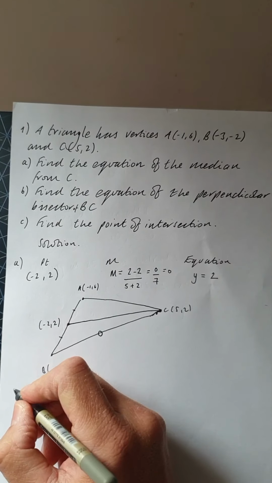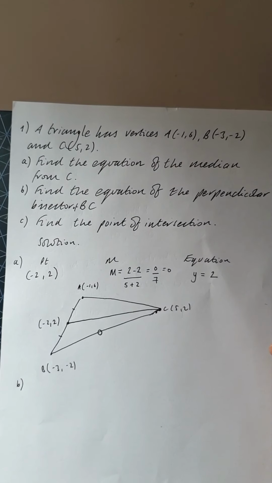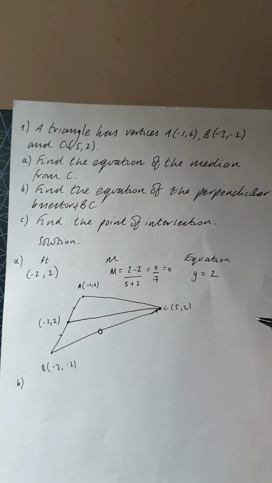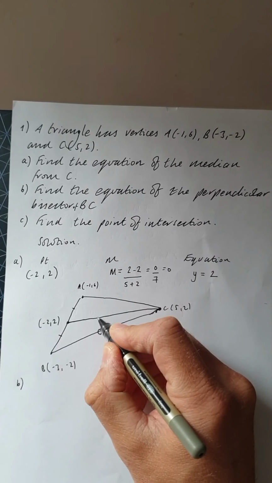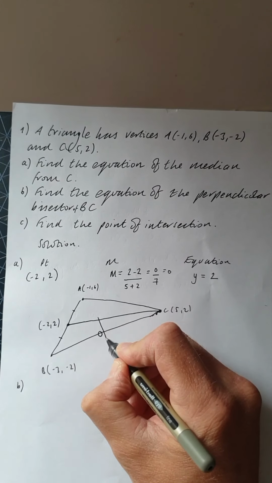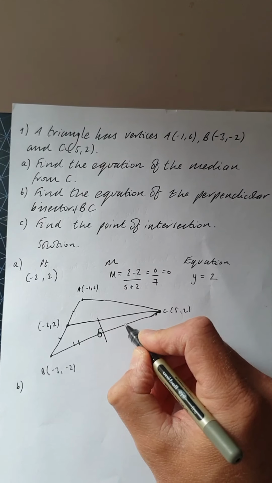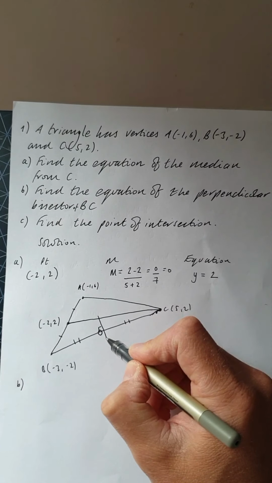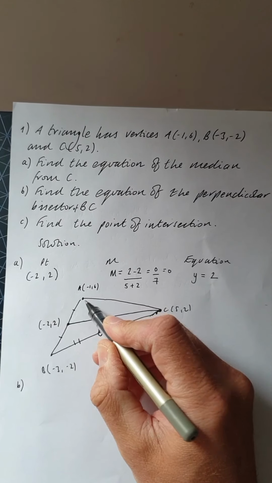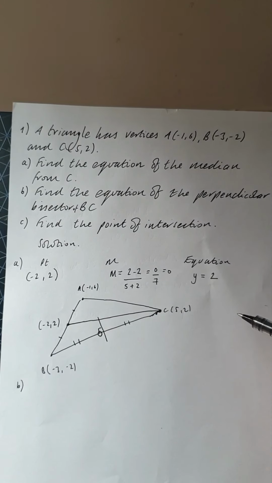Okay, so that's A. Looking at B then. Find the equation of the perpendicular bisector of BC. Again, my diagram's going to help me here because BC's here. The perpendicular bisector is going to be something that looks roughly like this. And remember, perpendicular bisectors don't come from vertices. So you'll notice that that line is not going to go through a vertex. A perpendicular bisector cuts a line in half and at right angles.